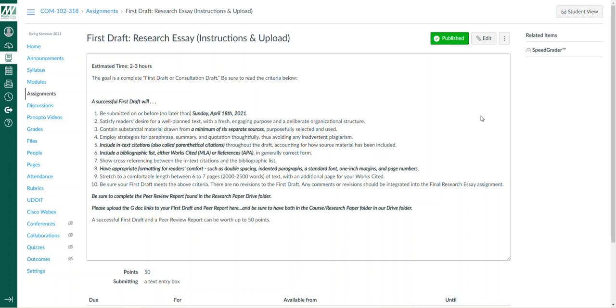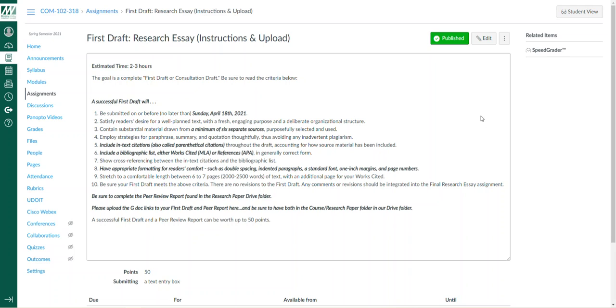I will also review drafts as they come in, but it gives me the largest amount of time to review everybody's first draft. I'm looking for a well-planned text, engaging purpose, and a deliberate organizational structure. You have to have material drawn from a minimum of 6 separate sources. Employ strategies of paraphrasing, summarizing, and quotation so you avoid inadvertent plagiarism. And we have to provide in-text citations, parentheticals, or naming your speaker, along with the works cited page. Cross-referencing is essential. Do the in-text citations match the works cited page or your bibliographic list?